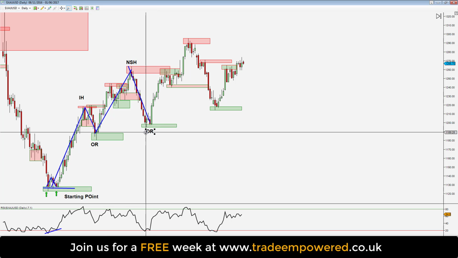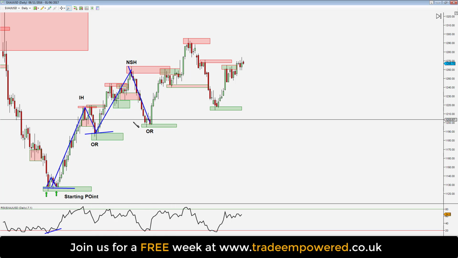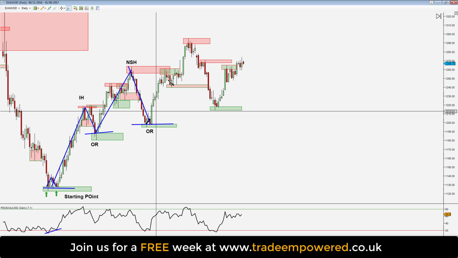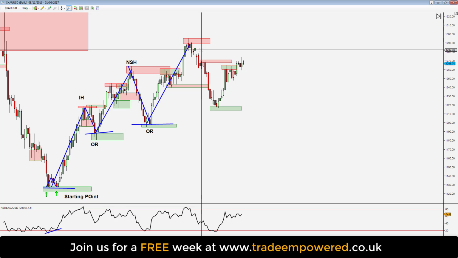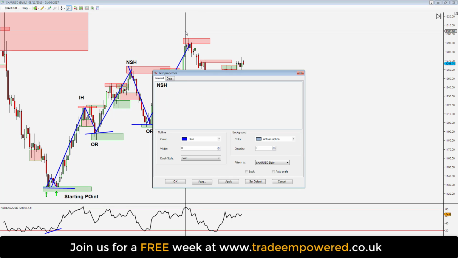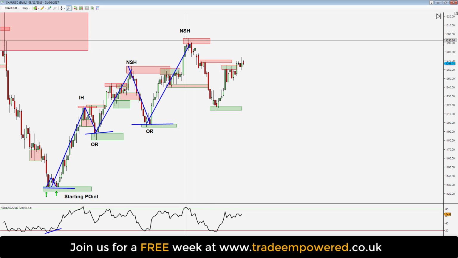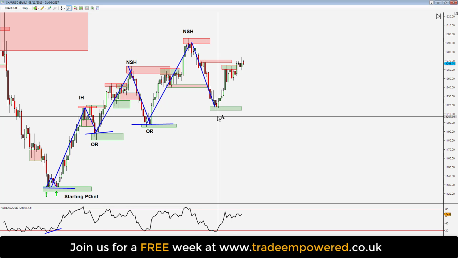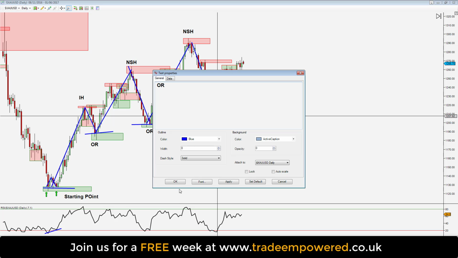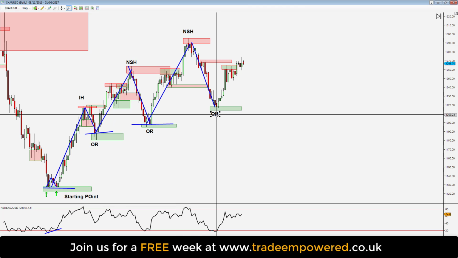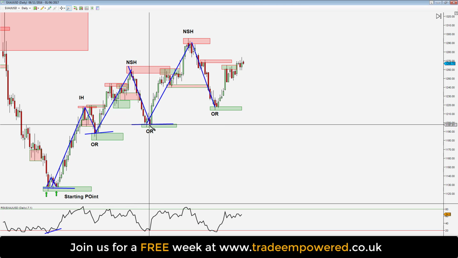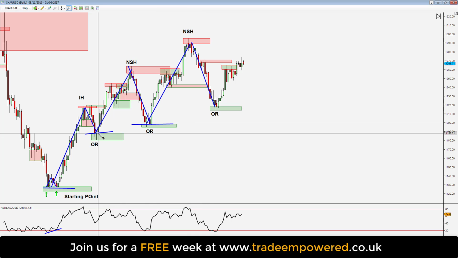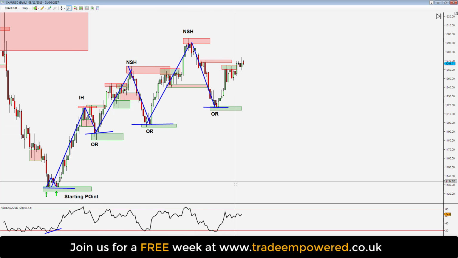All right, so we can see we're putting in higher lows, higher lows. We then put in a new structure high, so let's call this new structure high, followed by, you guessed it, outside return. And again, the outside return is valid until we violate this outside return here. So we've got higher low, higher low, higher low.